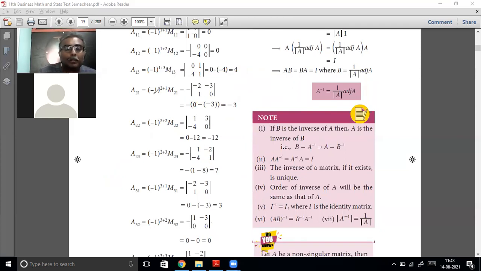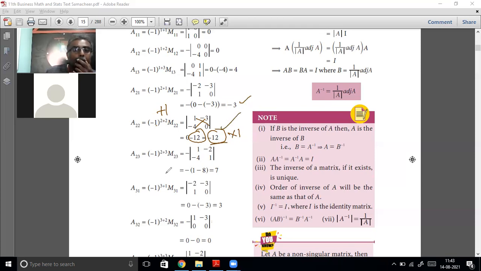A21 is minus 1 to the power of 2 plus 1 times M21. Here we put minus 2 into 0 plus 3. So plus 3 to the power of minus 1. Plus 3 into minus 1 gives minus 3. Correct. Then this is minus 1 to the power of 4, which becomes plus 1. M22 is 0 minus 12, so minus 12. Minus 12 into 1 is equal to minus 12.